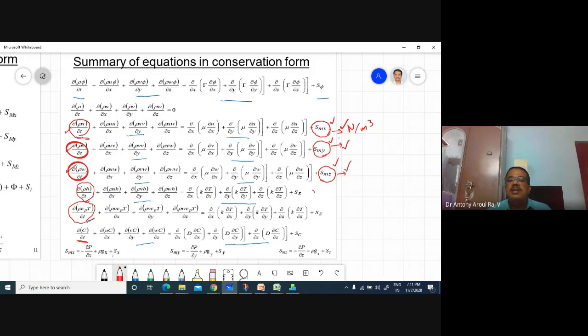And yesterday I told you this is in watt per meter cube. All are in meter cube only. Similarly, this is in moles per meter cube, the concentration. So all are in meter cube, and that will help us for volume integration when you go for solving the problem.